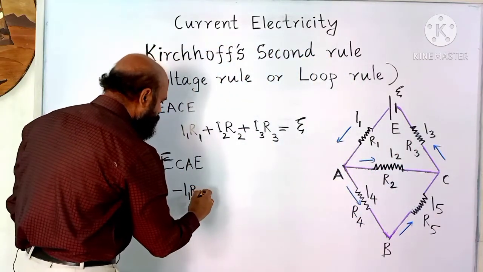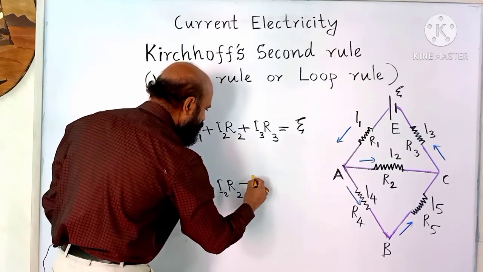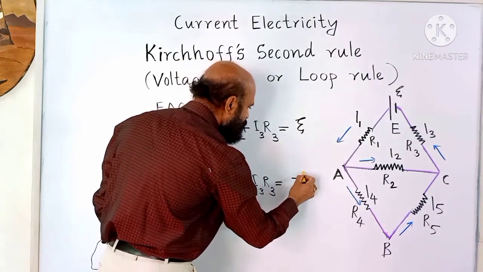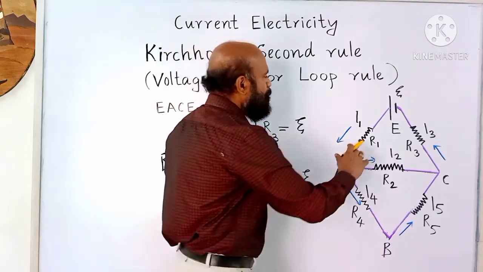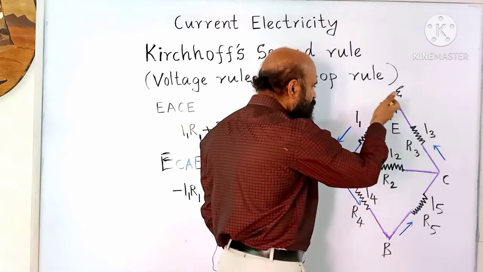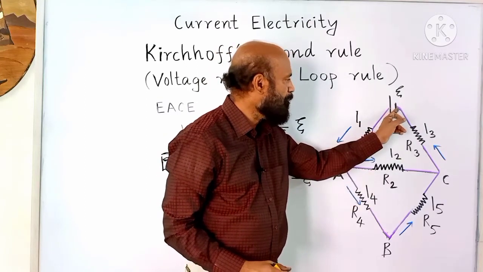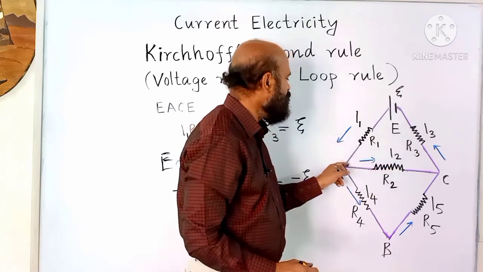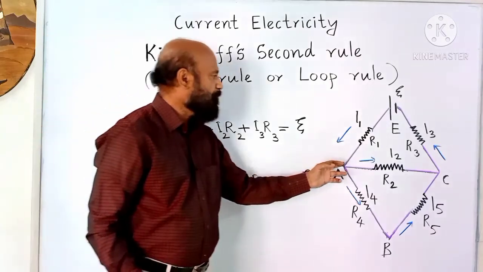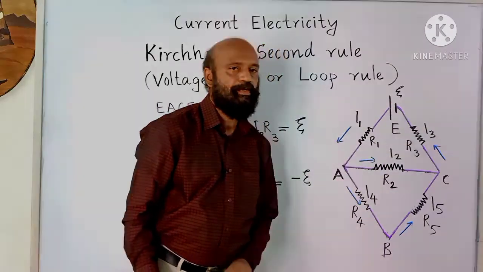So minus I2R2, minus I3R3 is equal to now minus psi, because loop is in this direction, EMF is sending current in this direction. Current is always from the positive terminal to the negative terminal, but loop is along this direction, ECAE. So that's why it is negative. So I have applied Kirchhoff's second law for this closed circuit or closed loop.